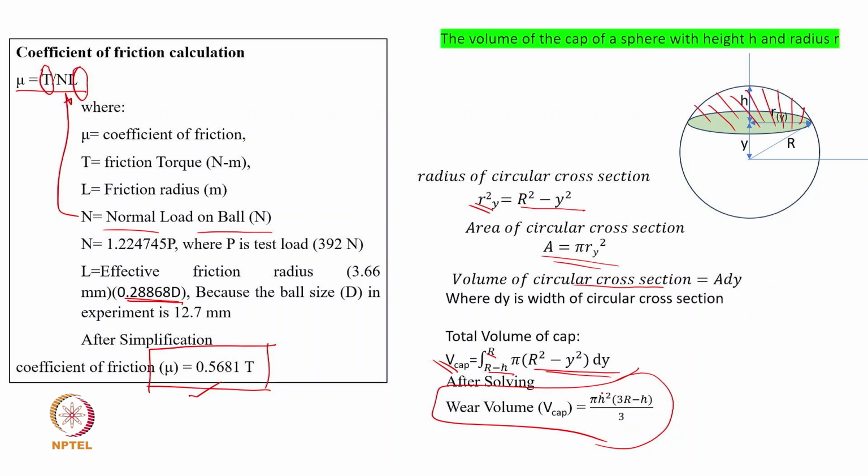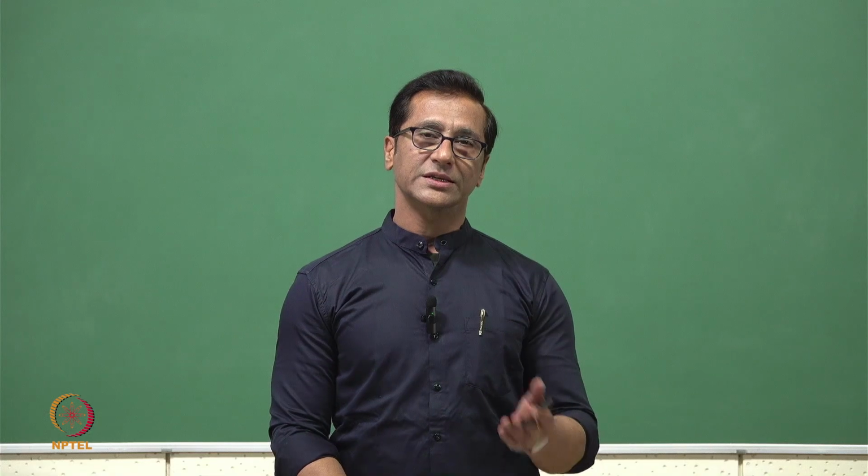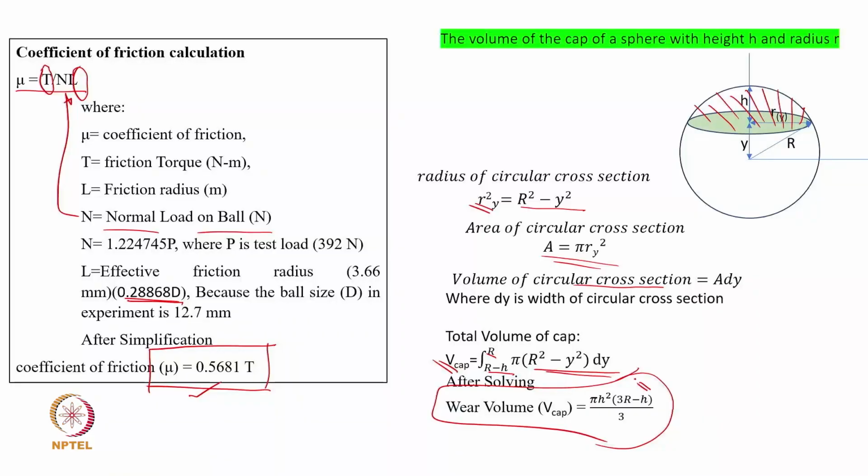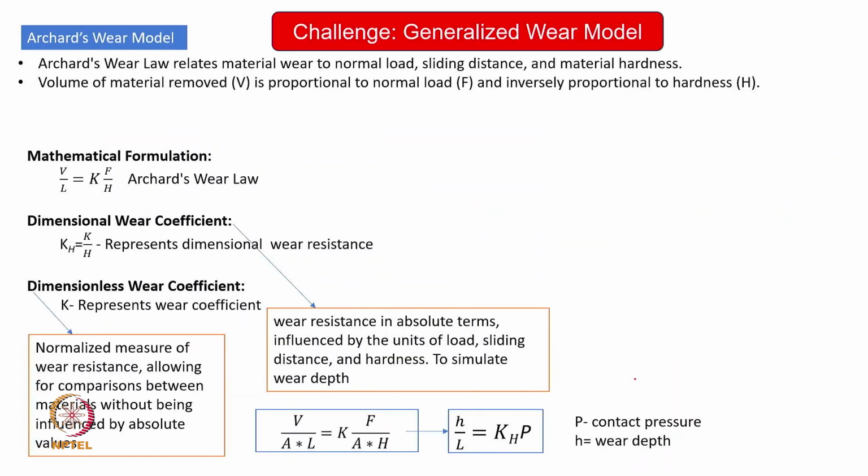So the wear volume depends on h, which we already know in terms of r, and on whichever ball radius we have, as well as the value of the wear scar. Based on that we can calculate what the volume will be. So if I go with this, we can find out the wear volume.